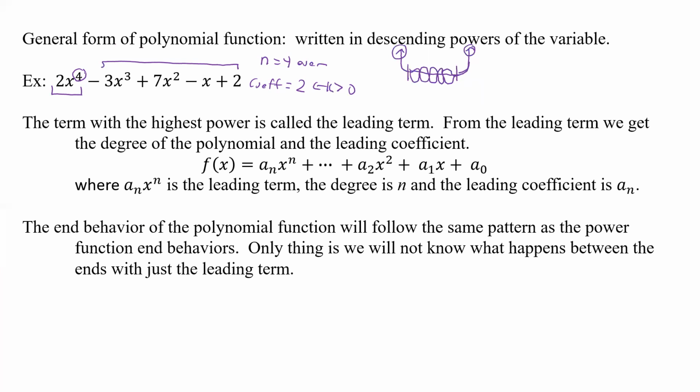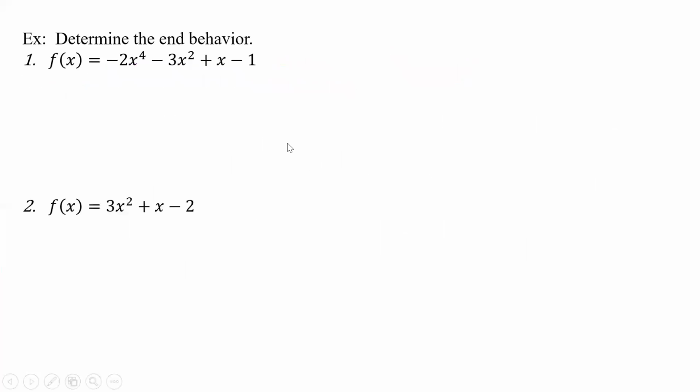And so we just know from the leading term that it's going to go up to positive infinity as x goes to negative infinity, and it's going to go up to positive infinity as x goes to positive infinity. Okay, so that's really all we can get from this out of the leading term. Okay, so let's look at these and see what we have. All right, well, our leading term, well, is it in descending order? Well, 4, 2, 1, nothing. So yes.